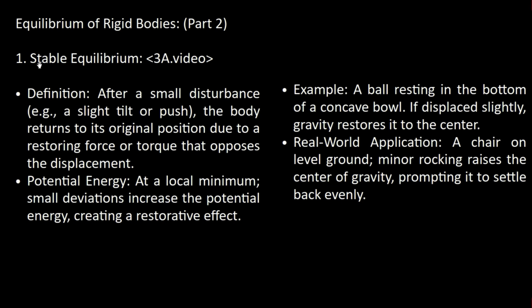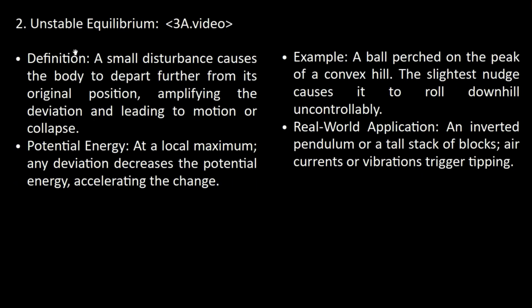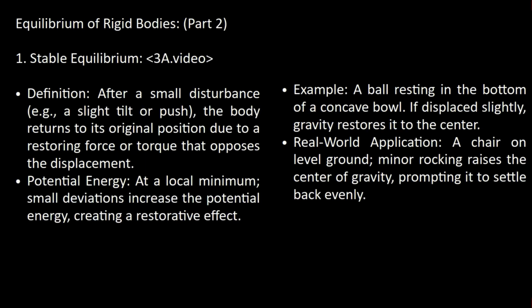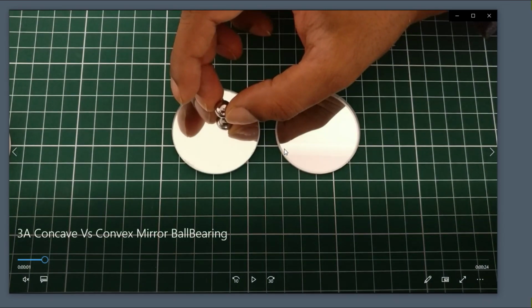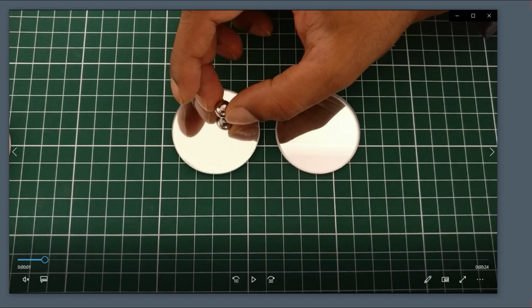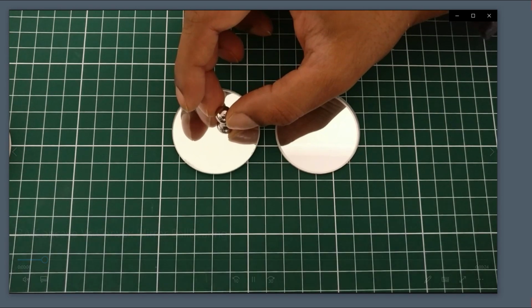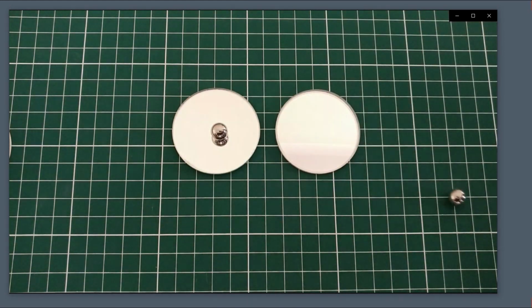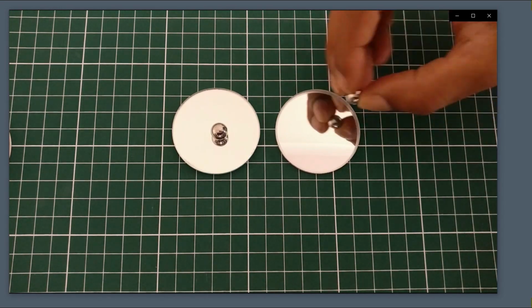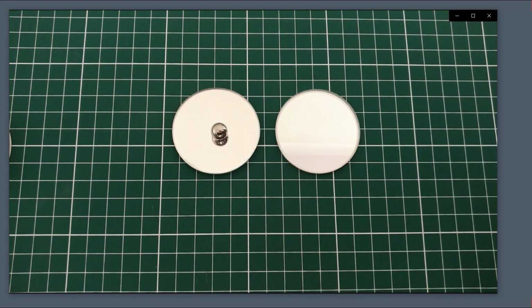We're looking at the idea of stable equilibrium and unstable equilibrium at one go with one video. So let me show the video, that will be easier for me to discuss. So we have mirrors. One is a concave mirror and another is a convex mirror. You guys have to decide which is concave, which is convex. You will get to know that actually. And also decide on which is stable equilibrium and which is unstable equilibrium.